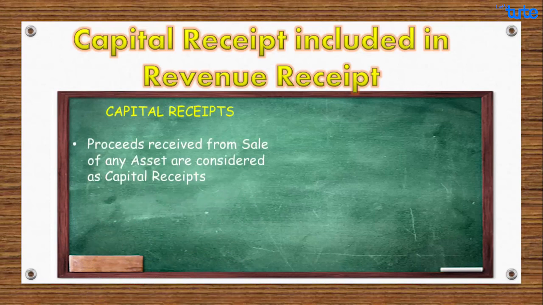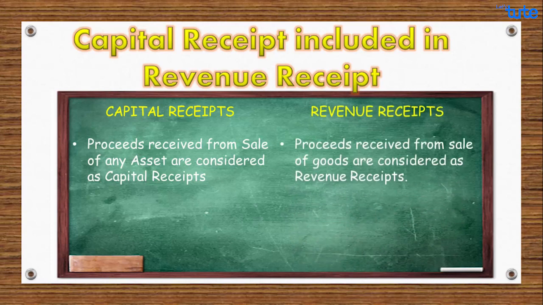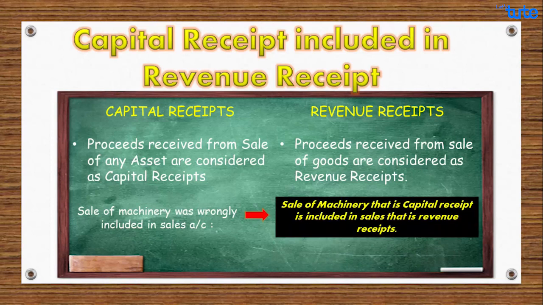Proceeds received from sales of any asset are considered as capital receipts, whereas proceeds received from sale of goods are considered as revenue receipts. But sometimes capital receipts are included in revenue receipts. This is exactly what has happened in the above example. Sale of machinery, that is capital receipt, is included in sales, that is revenue receipts. This is an error of principle and we need to rectify the same.